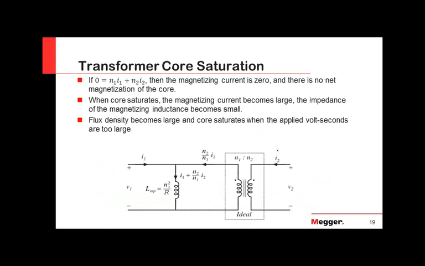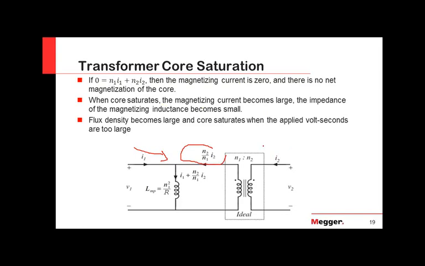You can see it clearly here. If the number of turns of the primary times the primary current, let me show you here, goes in this direction, plus the number of turns and secondary current, which will be coming from here, if those two add to 0, then the magnetizing current is 0, and there is no net magnetization of the core, because they're in opposite directions. When the core saturates, the magnetizing current becomes large, and the impedance of the magnetizing inductance becomes small. And this is what you have to remember.